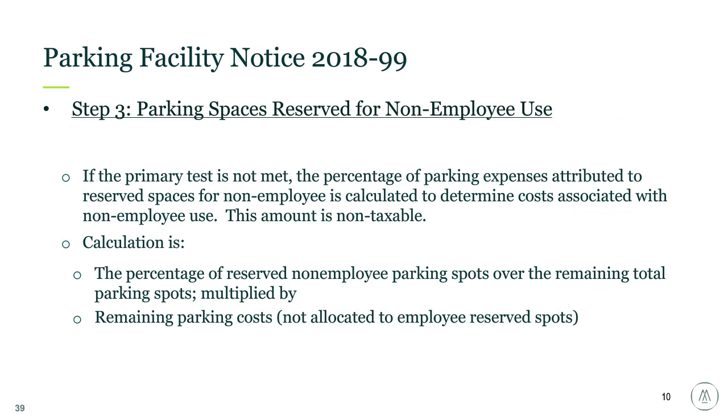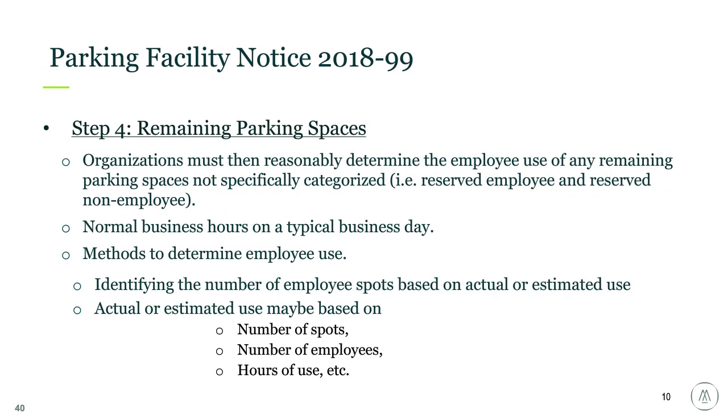What you do in step 3 is you take the remaining spots and determine how many of those spots are reserved for non-employees, for your patients, your customers, your visitors. And those reserved non-employee spaces, the costs associated with them are pulled out as non-taxable. So you've already pulled out some taxable related to your reserved employee. Now you're pulling out costs as non-taxable related to your non-employee use. And you have a remaining pot of costs, and you have to go to step 4 and calculate of those remaining costs, how much are allocated for employee use and how much are allocated for non-employee use. And this is your non-reserved spots. How do you determine that?